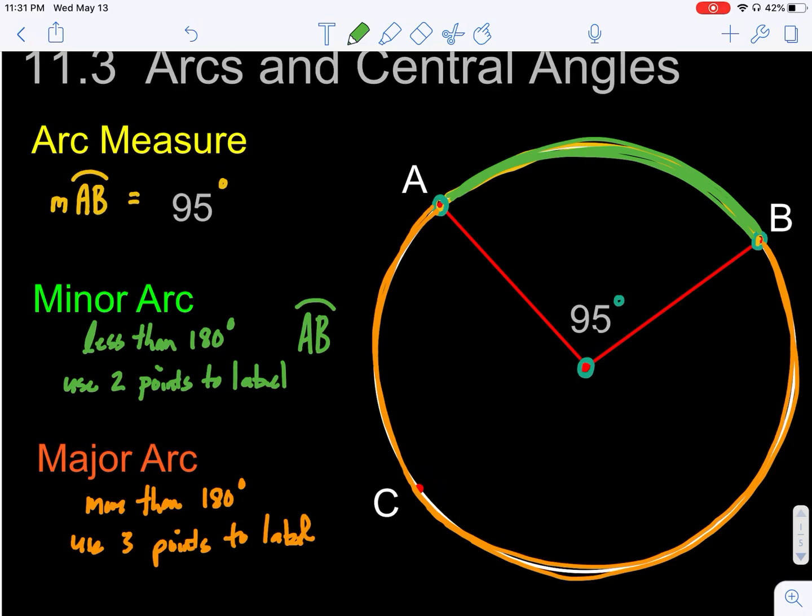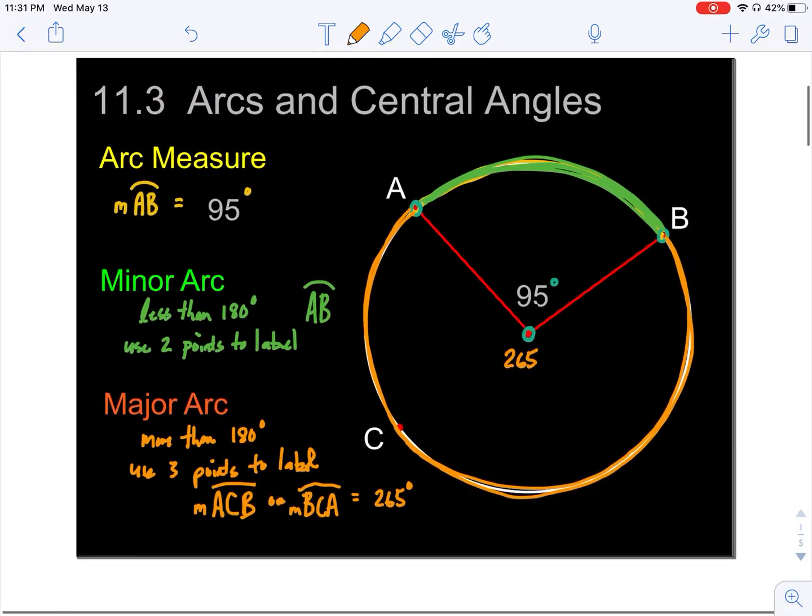Okay, so the major arc in this case would be represented in a couple different ways. You could represent ACB or BCA. And all the way around is 360, so the remaining I think would be 265. And I guess if we're talking about the measure, I should put a little M there. The measure of those arcs equals 265.